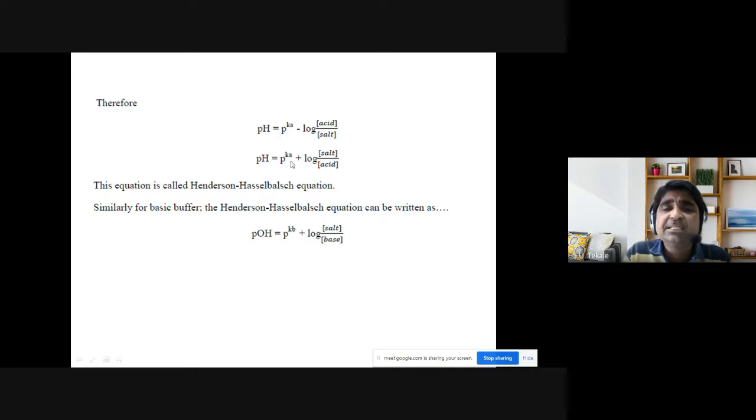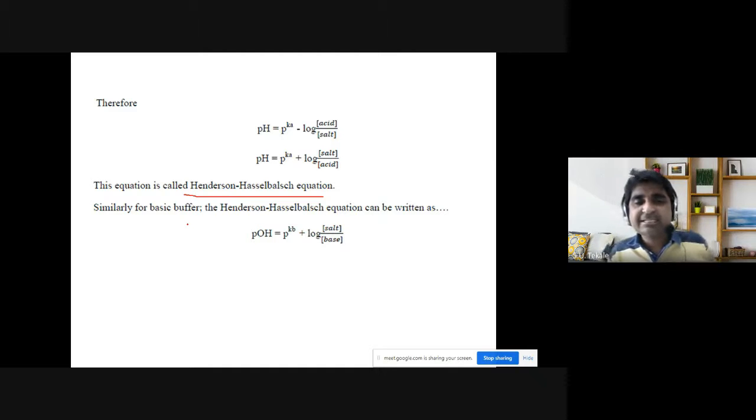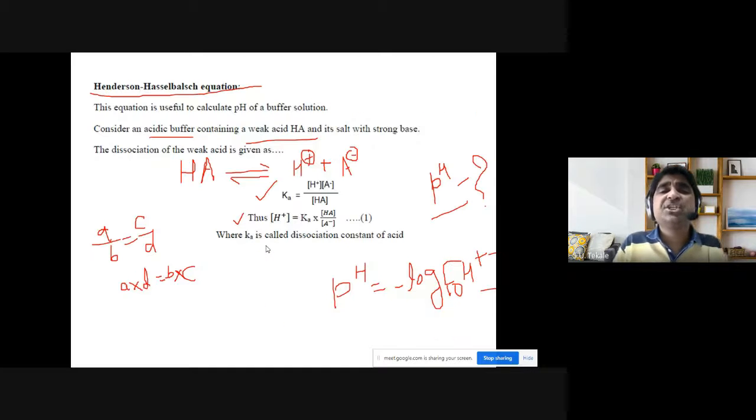Okay, so it will be pH is equal to pKa plus log of concentration of salt upon concentration of acid, and this is called the Henderson-Hasselbalch equation for acidic buffer. Now we can derive a similar formula for calculating the concentration of OH minus ions, or calculating the pOH of the basic buffer by using such kind of analogous calculations, right? So this is the Henderson-Hasselbalch equation.